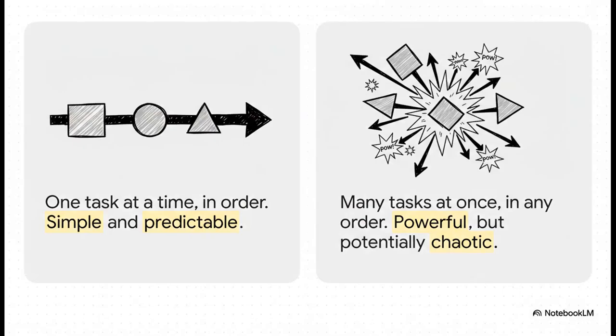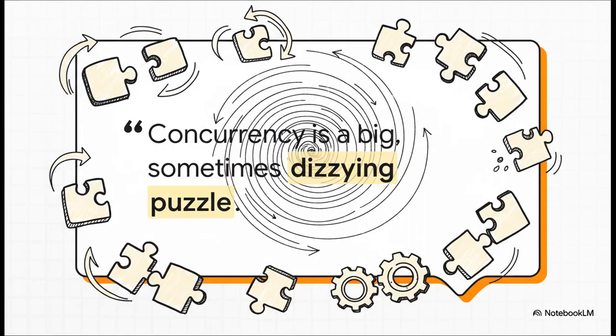See, back in the early days of computers, everything was pretty simple. Programs would just run sequentially, one step right after another. It was predictable, sure, but man, was it slow. Fast forward to today, and our systems have to juggle countless tasks all at the same time. And while this is incredibly powerful, it opens the door to some serious chaos if you don't manage it just right.